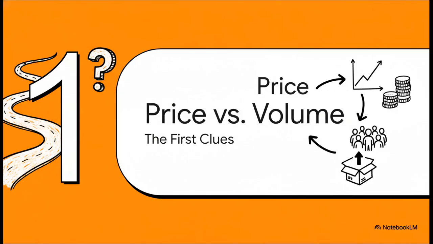Our investigation starts at the very first fork in the road. See, the total difference between what you planned and what actually happened can pretty much always be split into two main culprits: the price you sold your product for and the number of units, or the volume, you sold.